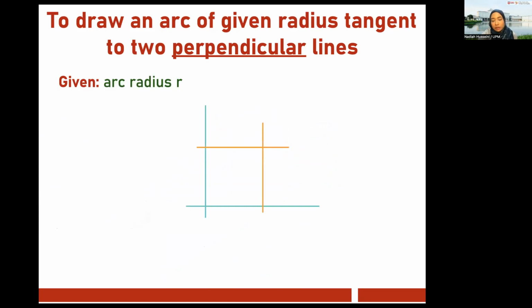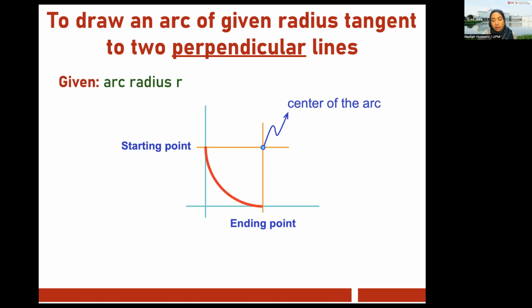Okay, so now that is your point there. This is the center of the arc. And this is your starting point. This is your ending point. Okay, so using your compass, just draw the arc.